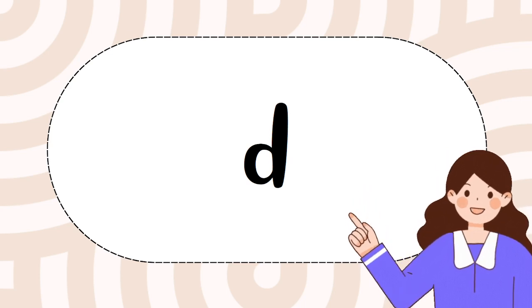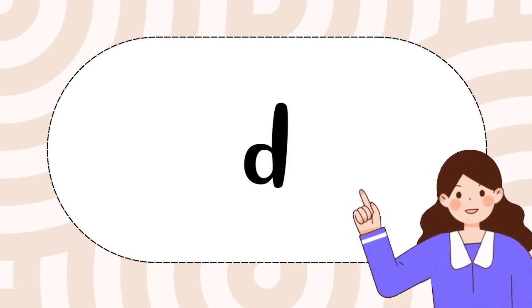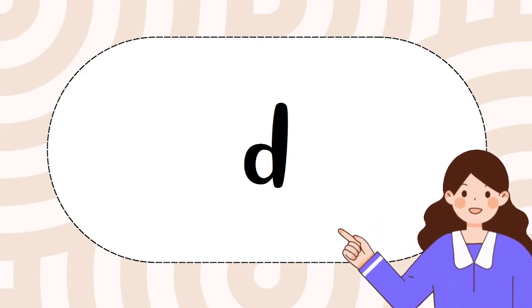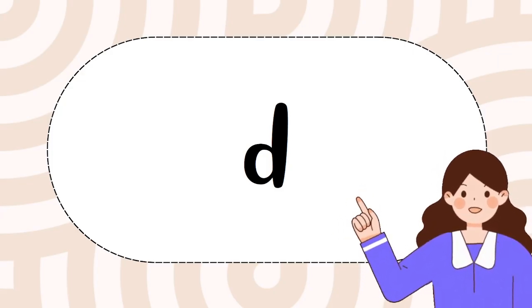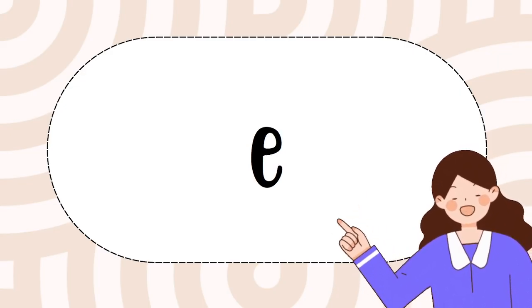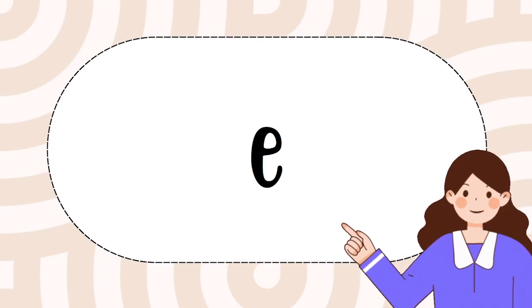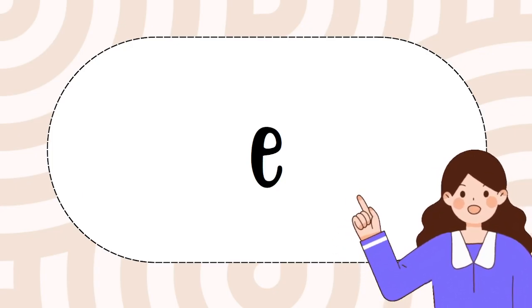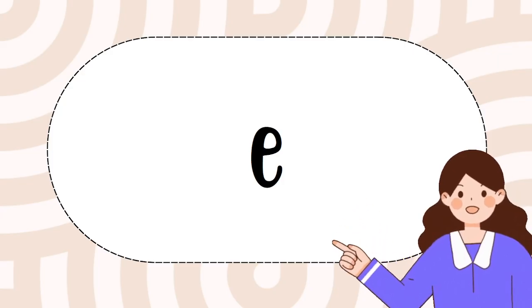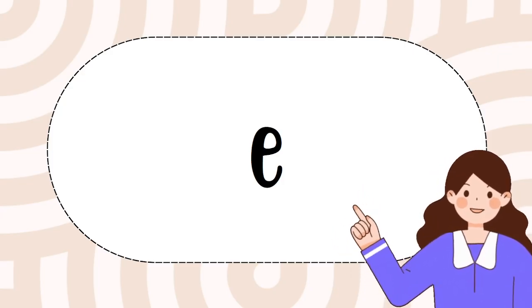This is letter D. D sounds D. D. Can you repeat? D sounds D. This is letter E. E sounds A. A. E sounds A.